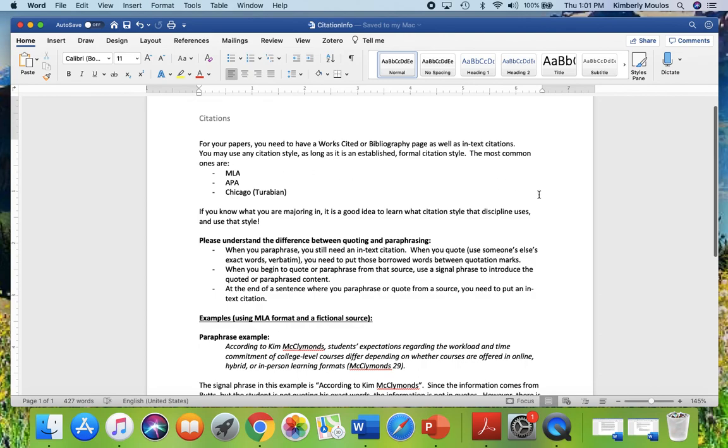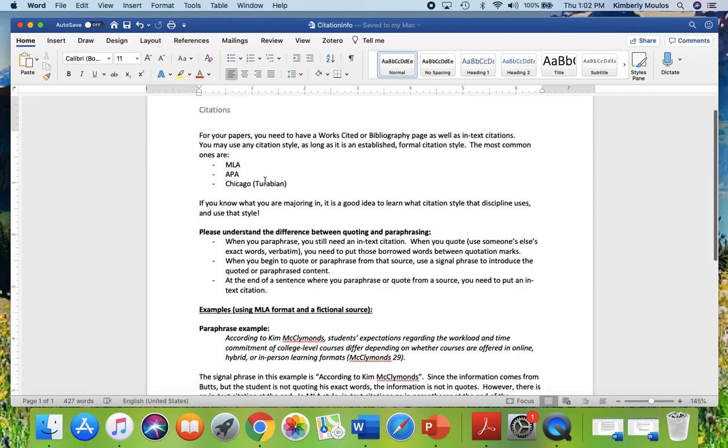Okay, so you may use any citation style as long as it is an established formal citation style. The most common ones are MLA, APA, and Chicago or Turabian style. For most of my academic career, for my undergrad and first master's, I used MLA. And then I got a master's from University of Chicago and used Chicago style there. And now, as I am pursuing a master's degree in social work, I have to use APA, which is the American Psychological Association style. So I'm familiar with all three of these styles.